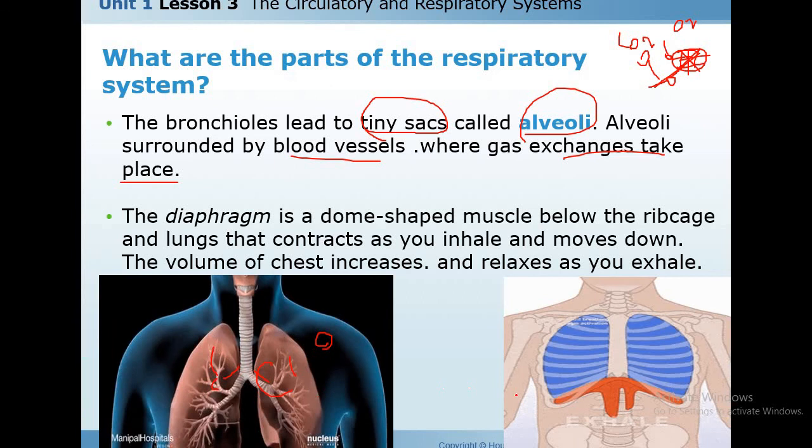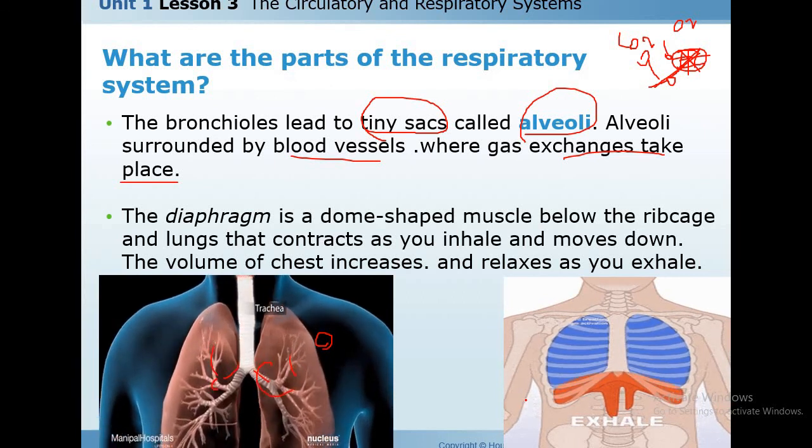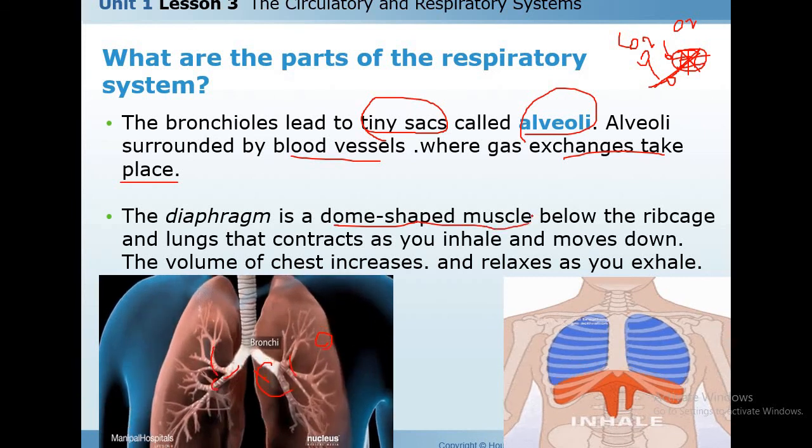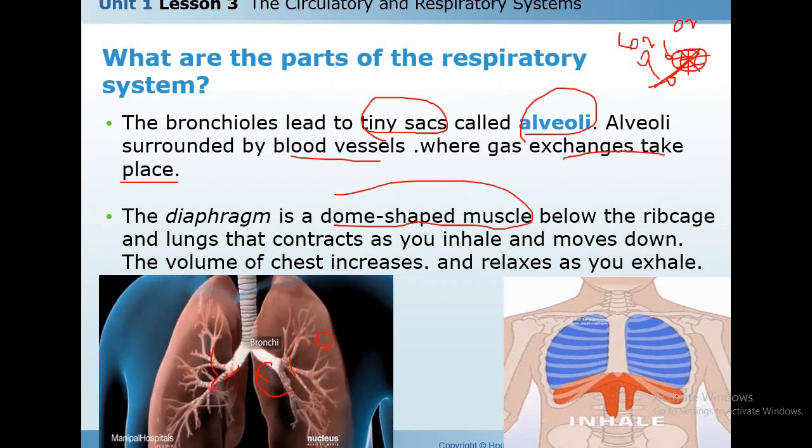The diaphragm. The diaphragm is a dome-shaped muscle. Here, this one is called the diaphragm. It is a dome-shaped muscle below the rib cage and lungs. So it is present below the rib cage and lungs.